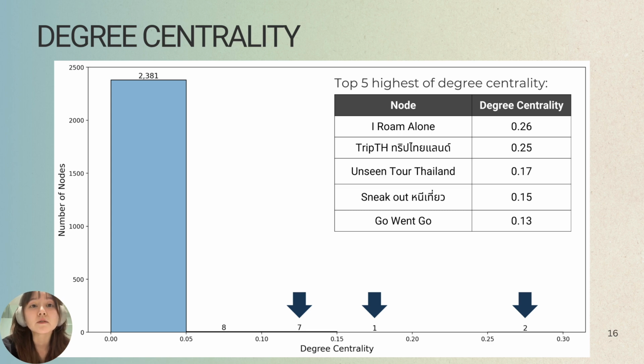So shifting focus to our top 5 nodes, as you can see in the table, Anomalon leads with a centrality of 0.26, followed closely by Thailand and the others. These nodes have significantly more connections compared to the rest of the network. They are very important in spreading information or driving engagement.